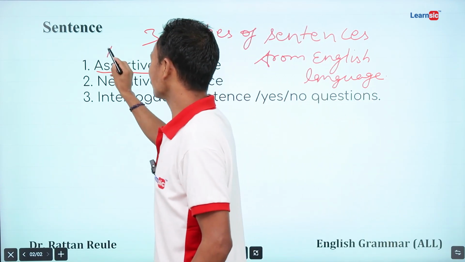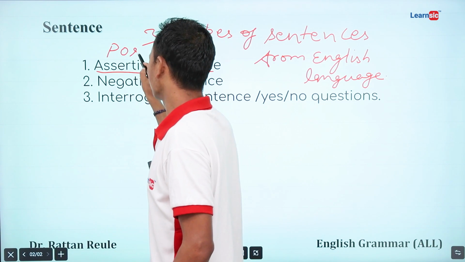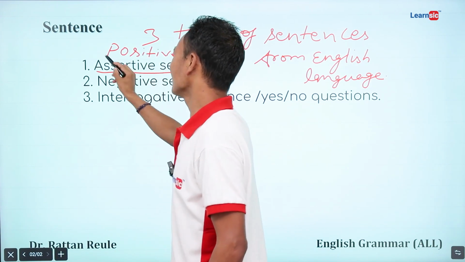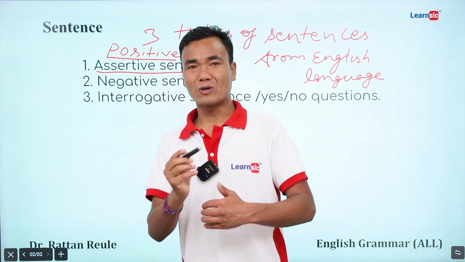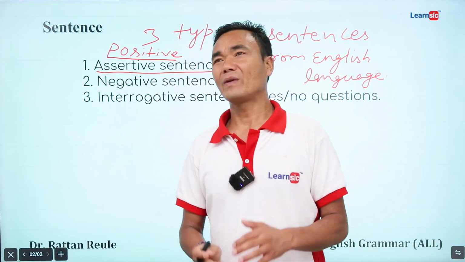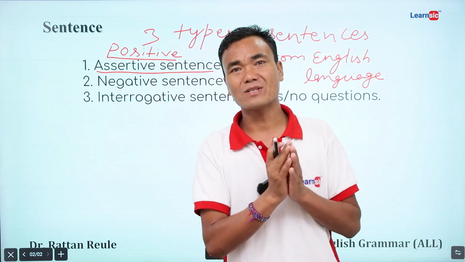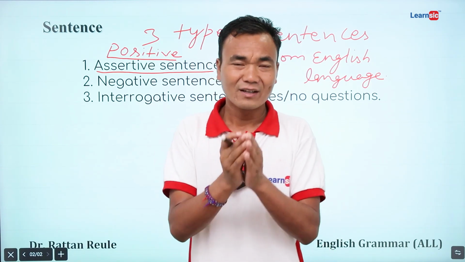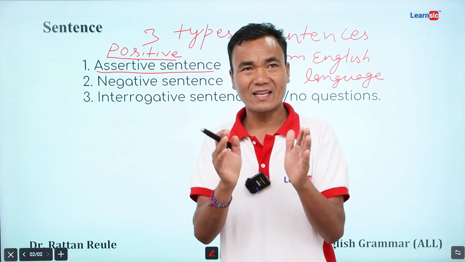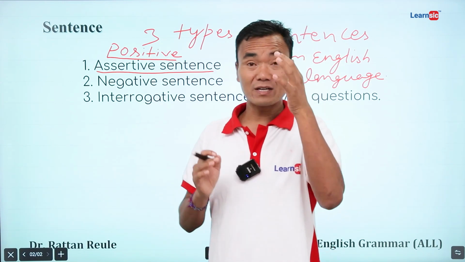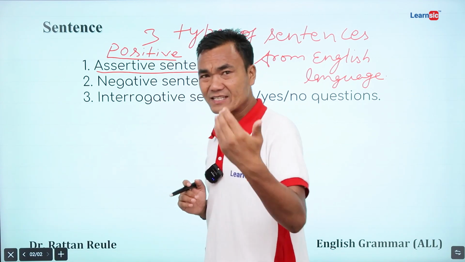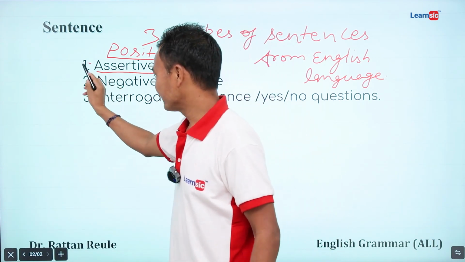So assertive sentence is also known as positive sentence, right? It is an example of a positive sentence where we are not describing the negatives, where we are not using not, never, no, nowhere, nothing, and words like these in this kind of sentence. So let's study in more detail.